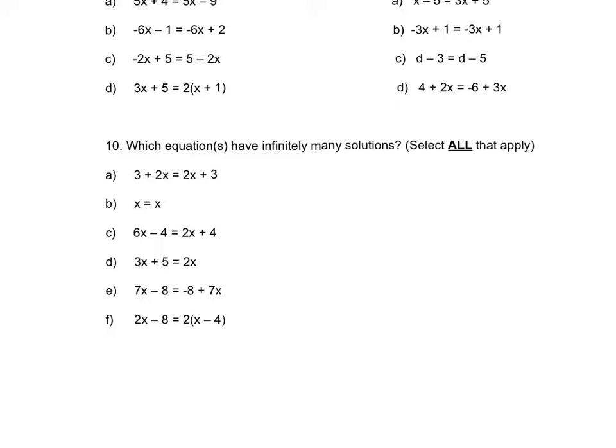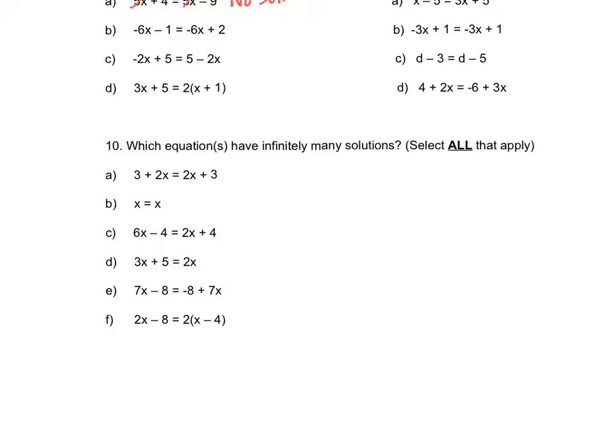So if I look at A, it has a 5x on the left and a 5x on the right. Those are identical, so anything identical we can cancel out. I know they're going to cancel if I subtract 5x on each side. What's left is a positive 4 on the left and a negative 9 on the right. That would give me no solution. So I know that's not the answer.